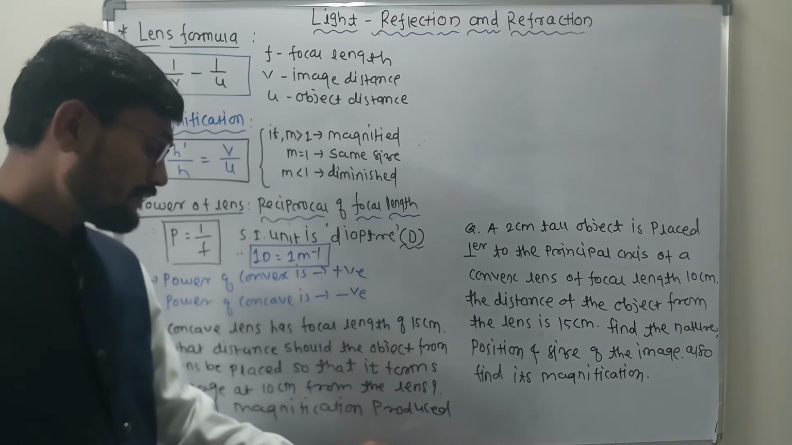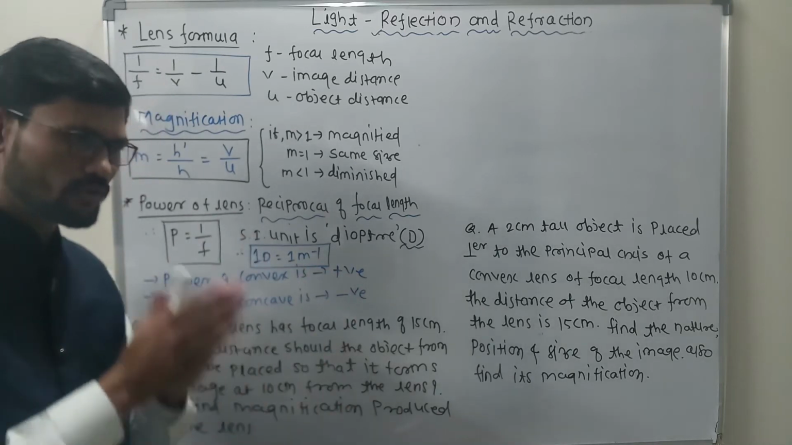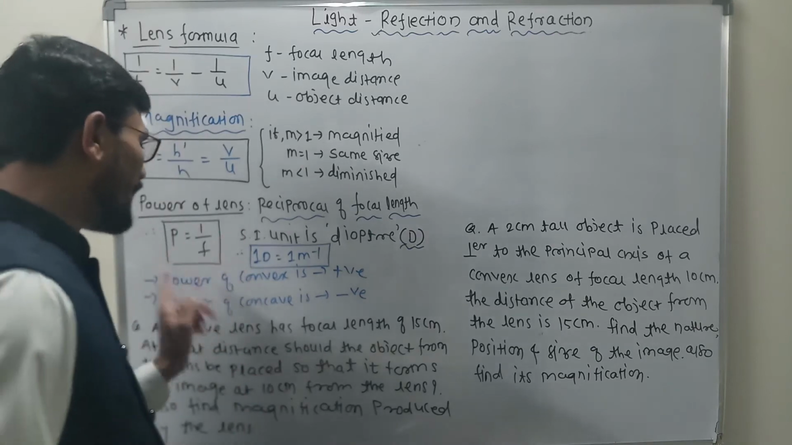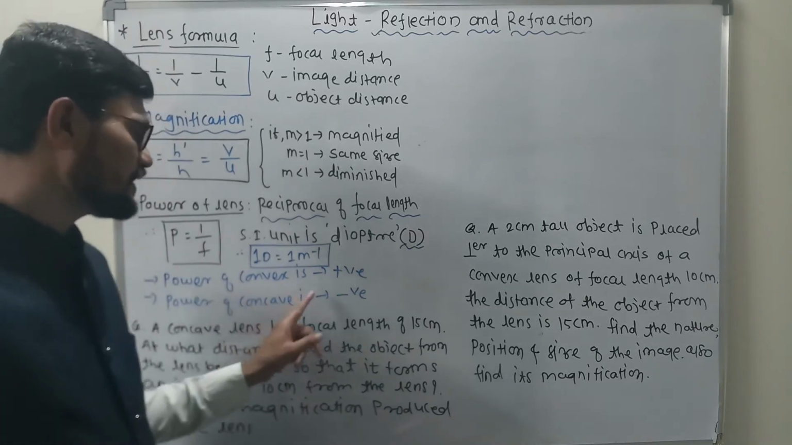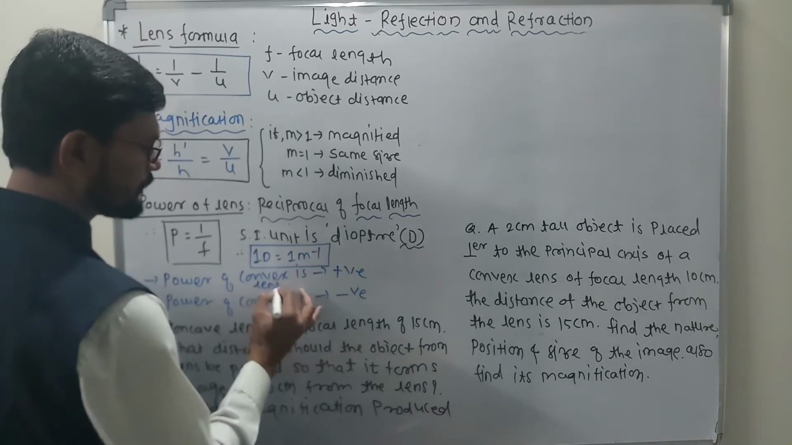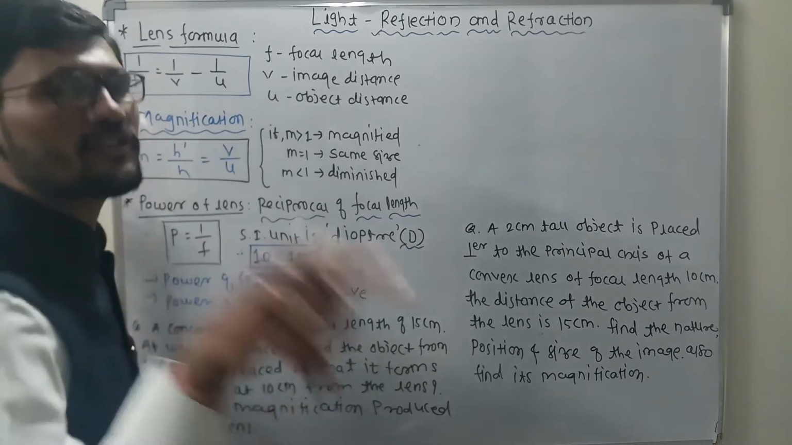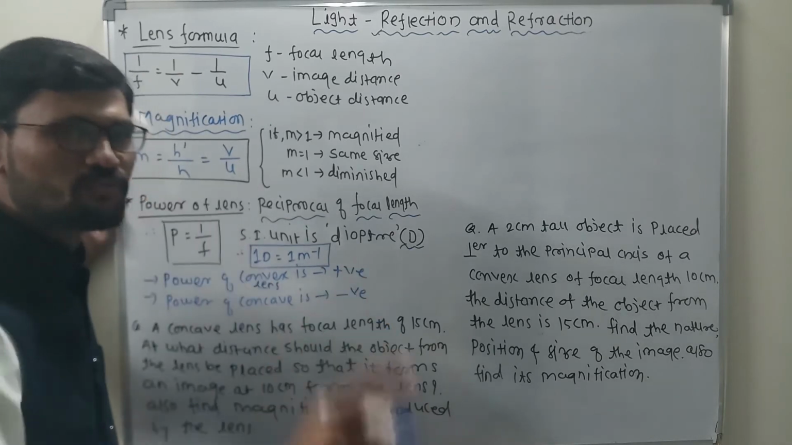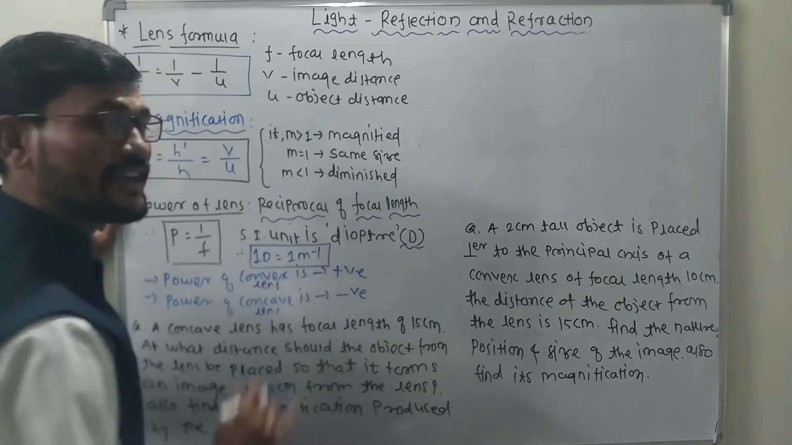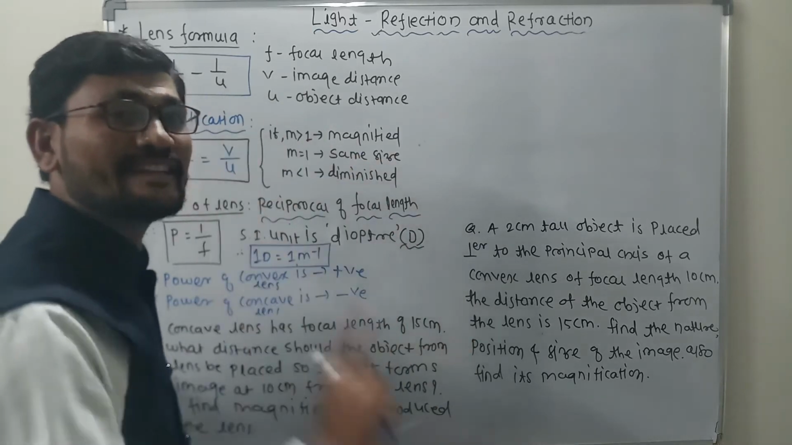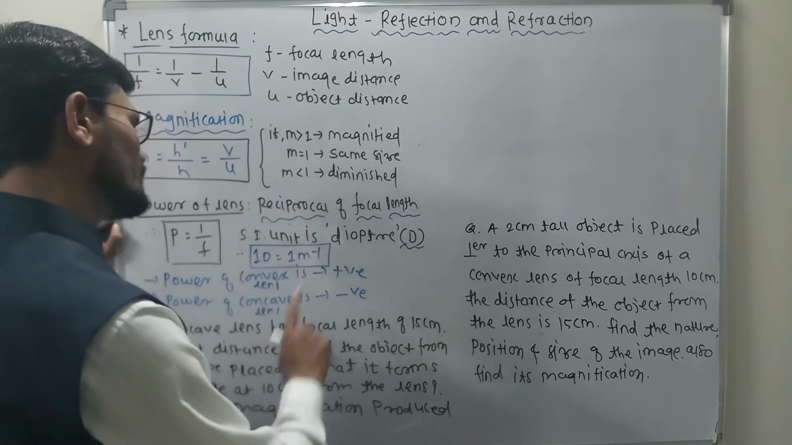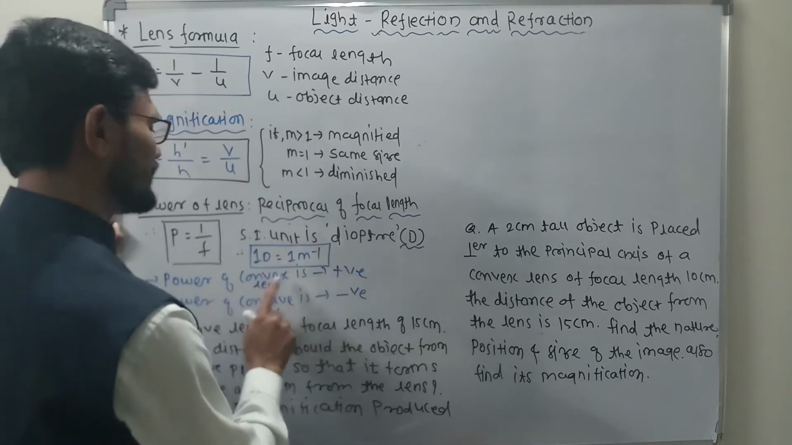Now, because we have two types of lenses, one called the concave and another called the convex lens, what is the power of a convex lens? Always positive. Why is it positive? Because its focal length is positive. And the power of a concave lens is negative. Why? Its focal length is negative. So that is the reason the power of a concave lens is negative, and the power of a convex lens is positive.